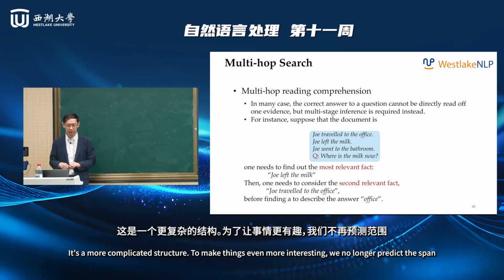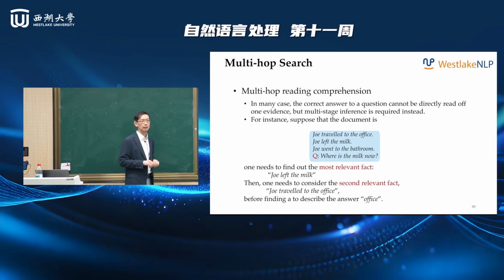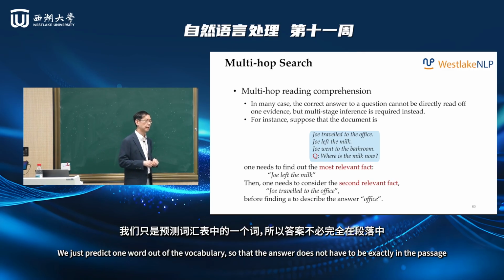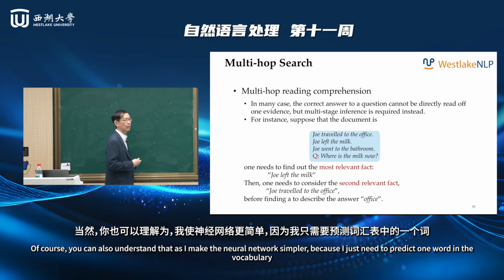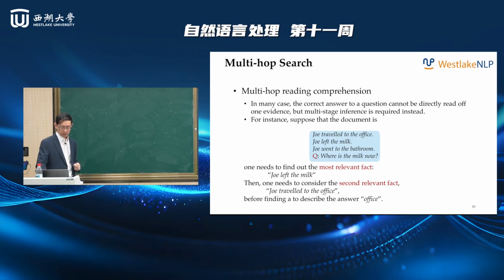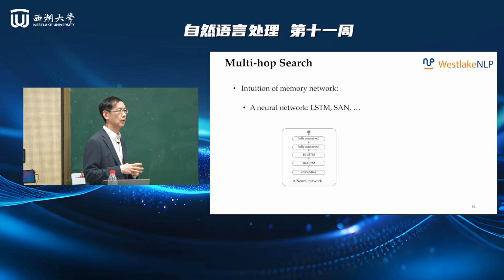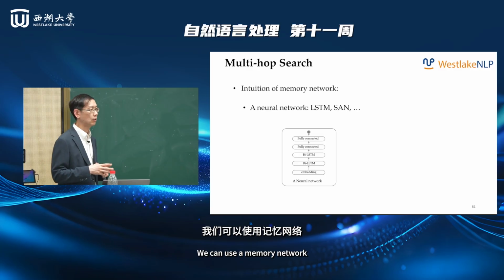It's a more complicated structure. To make things even more interesting, we no longer predict the span. We just predict one word out of the vocabulary, so that the answer does not have to be exactly in the passage. Of course, you can also understand that as making the neural network simpler, because I just need to predict one word in the vocabulary. All right, how do you do reasoning? How do I model this reasoning process? We can use a memory network.